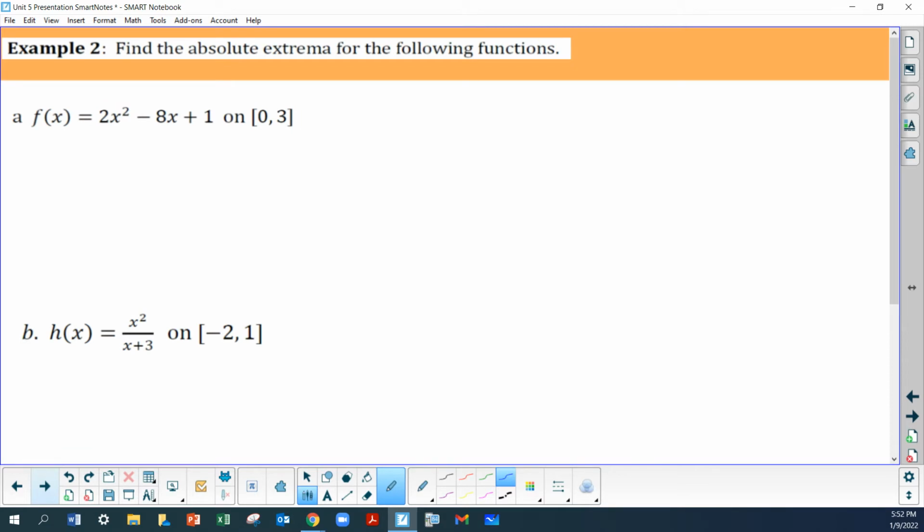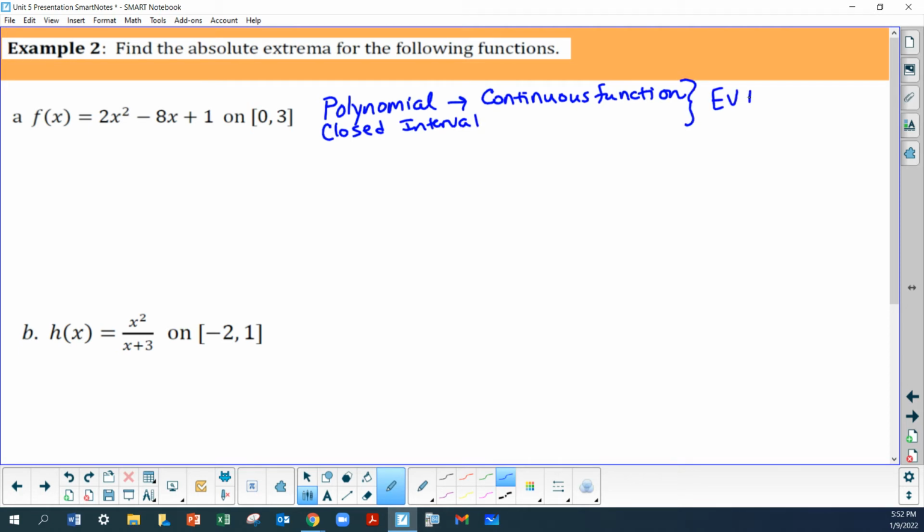All right, so example 2, let's walk through how to do the candidates test. We have a parabola here, and this is a polynomial. So from that, I can conclude that I have a continuous function. And I notice too that I have a closed interval. Since the hypotheses for the EVT are met, the EVT theorem applies, doesn't it? I'm guaranteed a min and a max.